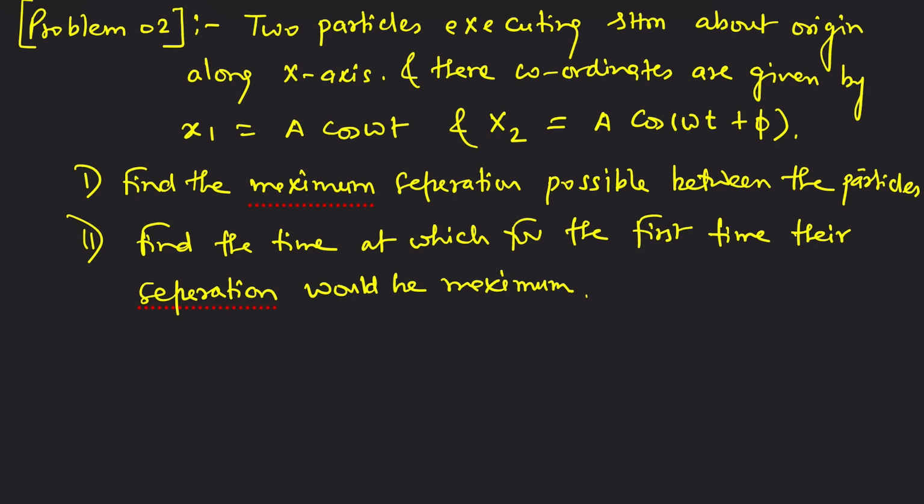Separation is nothing but x1 minus x2, that is the position difference. So that will be a cos omega t minus a cos(omega t plus phi). So you take a common: cos omega t minus cos(omega t plus phi). Now you can apply the formula for cos C minus cos D, simplify that function, and you will get delta x as some function of t.